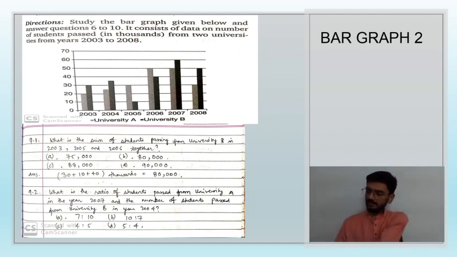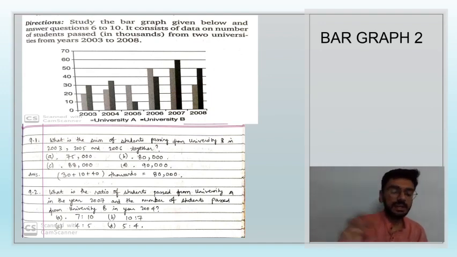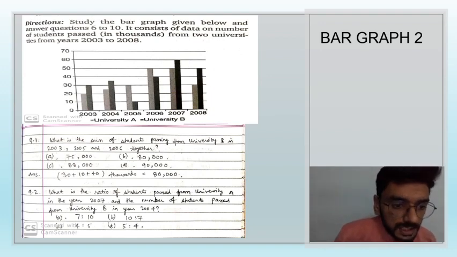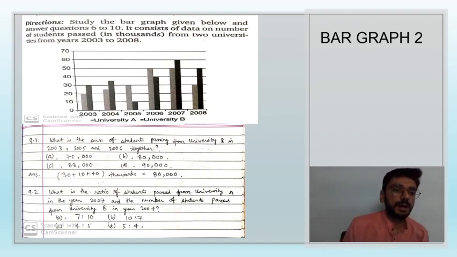Okay, I think it's a fairly easy question. What you need to do is just summate these three entities. In 2003, the number of students passing from University B was 30, as you can see in the bar graph, right here. In 2005, it was 10. And in 2006, it was 40.